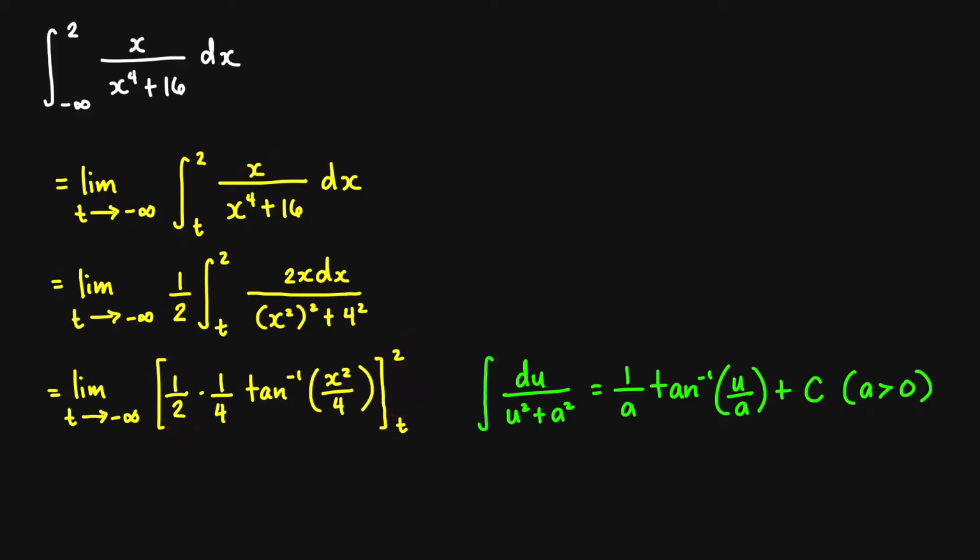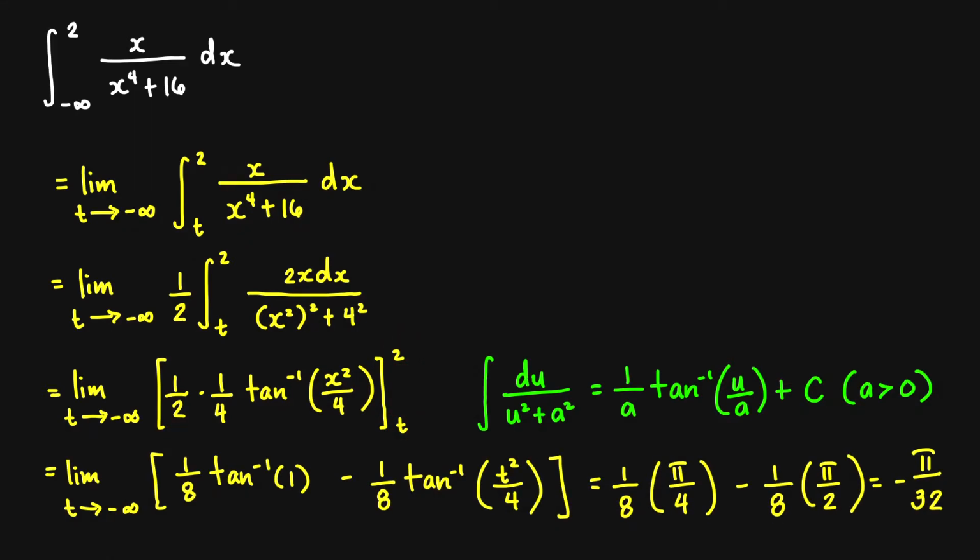So here we plug in the upper limit first. We plug in the 2. We'll get 2 squared over 4, so that is equal to 1. And then we plug in the t for x, we'll get 1 over 8 tangent inverse of t squared over 4. Now, we know already what the tangent inverse of 1 is. It is just equal to pi over 4.